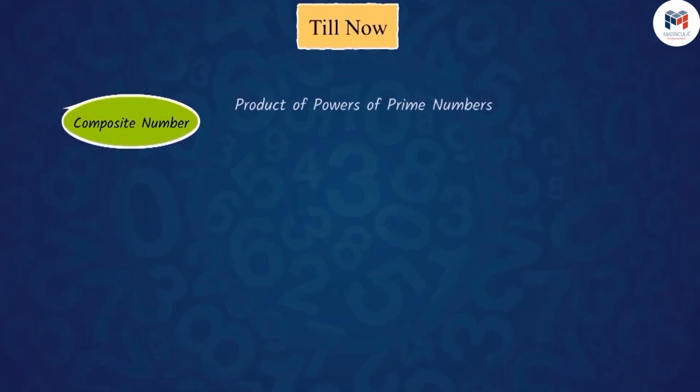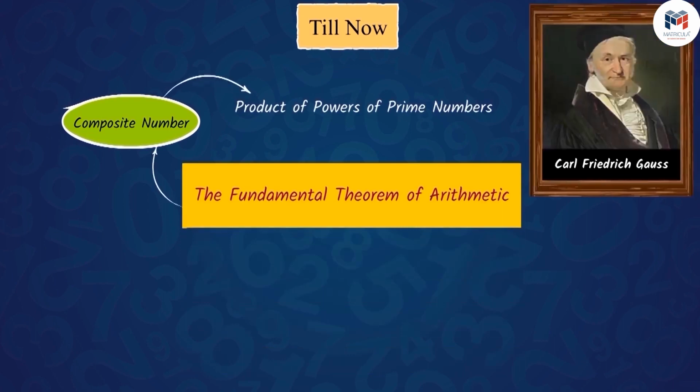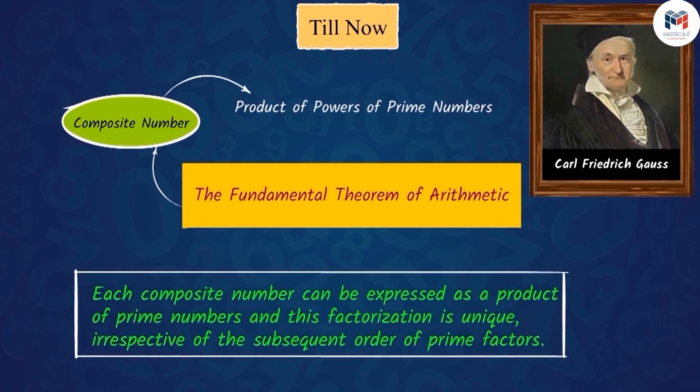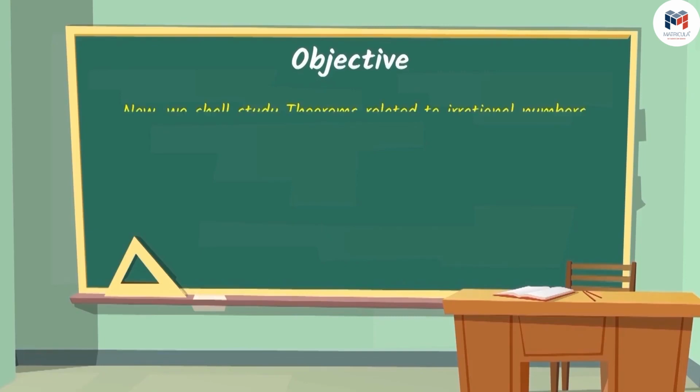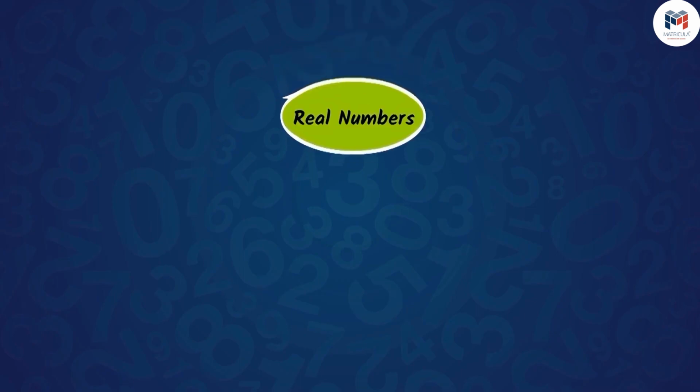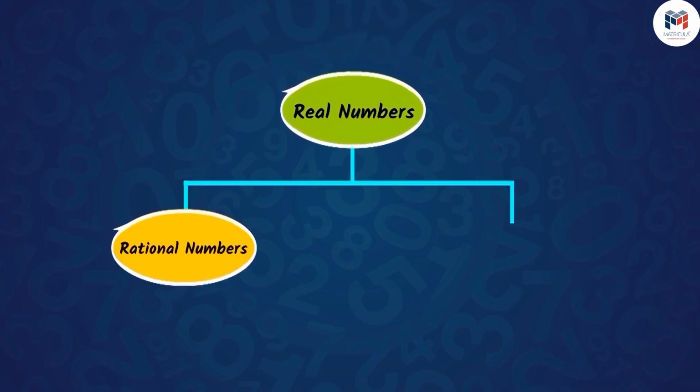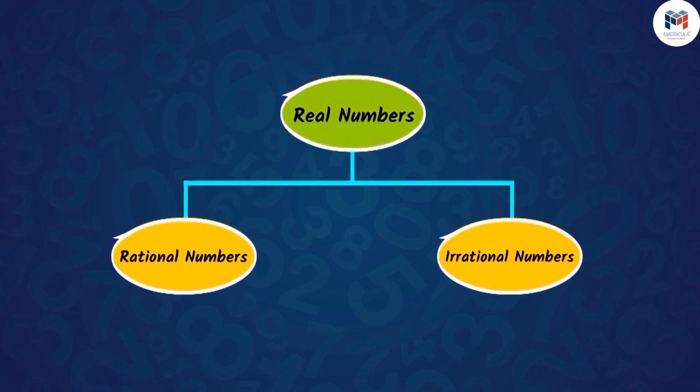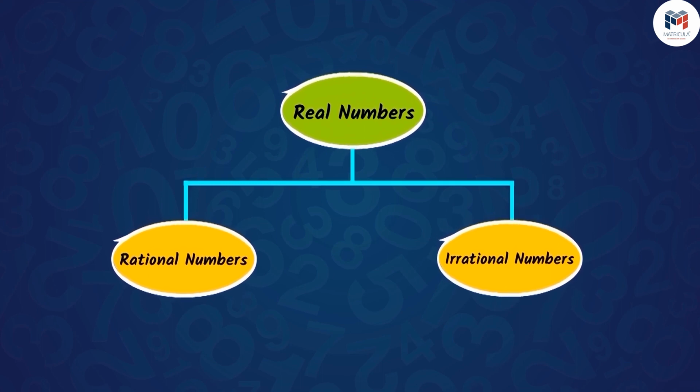In our previous video, we studied the fundamental theorem of arithmetic. Now, we will study theorems related to irrational numbers. You all know that real numbers are made up of rational and irrational numbers.